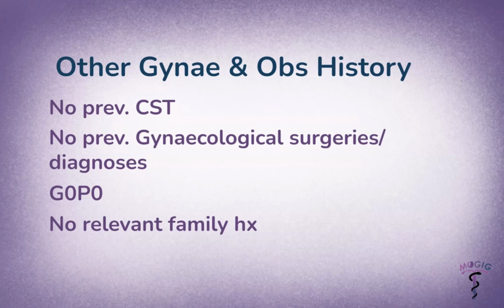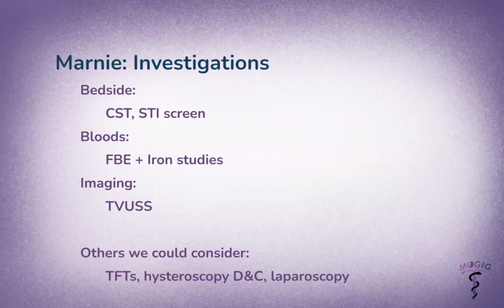I think it might also be helpful if we have Marnie's consent to do a bimanual exam, just so we can see if there's any intrapelvic masses or if the uterus feels particularly boggy or enlarged. I also agree that we should probably do some blood tests and some imaging from here as well. So the investigations we end up ordering for Marnie include the CST and the STI screen, as well as an FBA and iron studies, just because we are worried, given her long history of quite heavy bleeding, that she might be anemic. We also then order a transvaginal ultrasound as well.